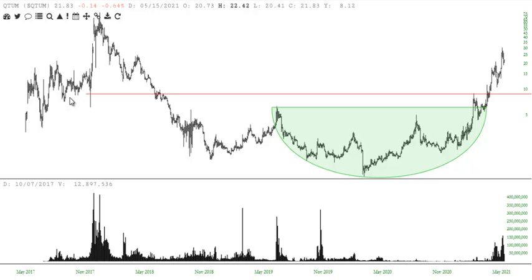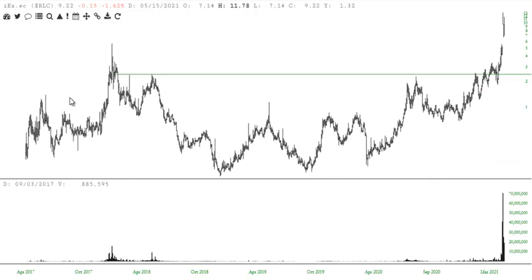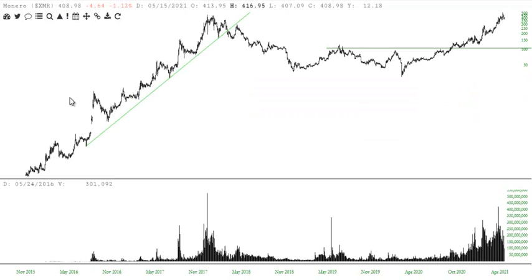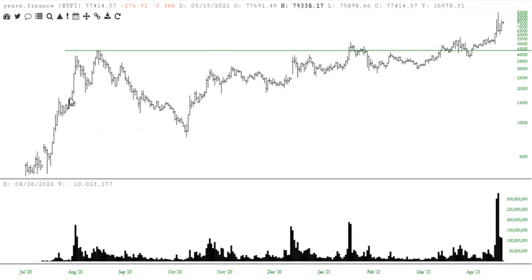QTUM, completion of inverted head and shoulders, and then above that horizontal there. Symbol RLC, this one has the strange name of iEx.ec, that's a weird one. But you can see just out of the clear blue sky, multi-100% gain in volume recently. Usually when they do these base breakouts. Tron, which is symbol TRX. Monero, symbol XMR, steady growth in volume there. And our last symbol, Yearn.finance, YFI.